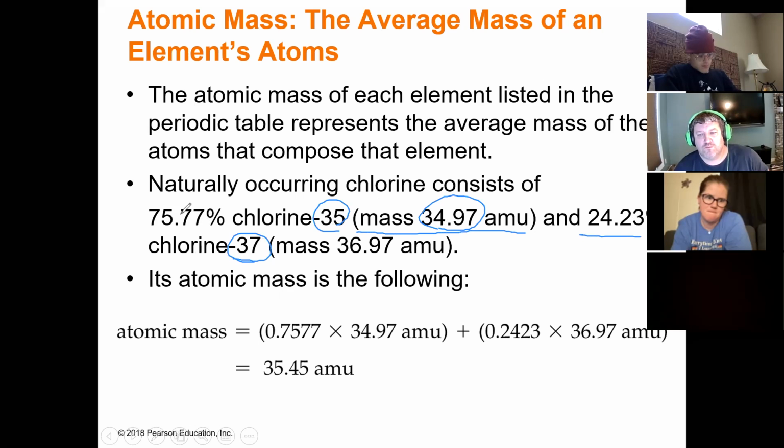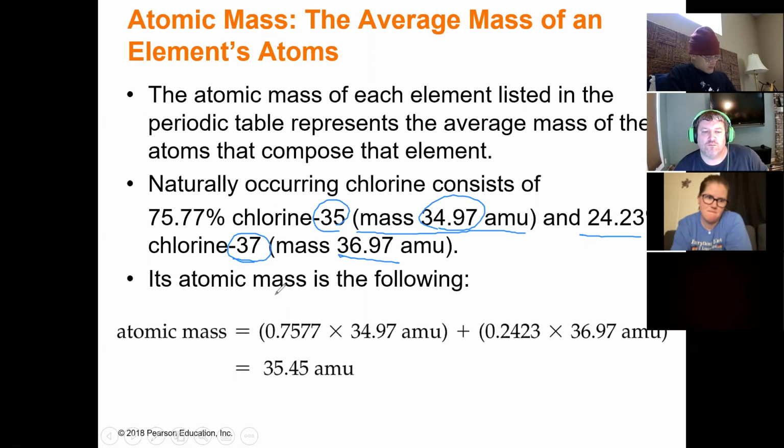Just conceptually, because more of it is the 35, I'm going to expect the mass to sit closer to 35 than 37. It's going to be somewhere in between. We're going to average them out, but I expect it to be closer to 35. What some people like to do here is ask, can't we just add the two masses up, or the more specified numbers, and divide them by 2? No, because they don't have the same weight. This makes up a bigger percentage than this.